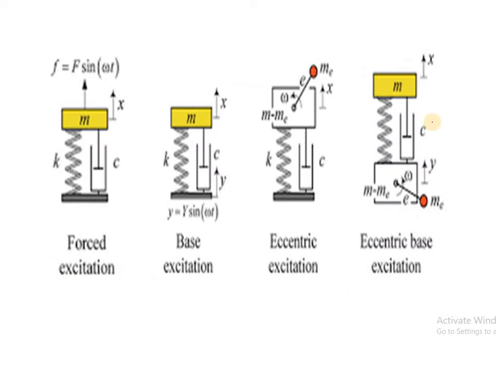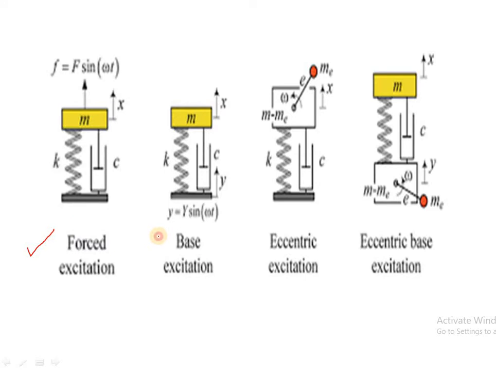So here are some types of forced vibration. First is forced excitation. This is the system as we have discussed previously: spring, mass, damper and excitation force. Here the excitation to this system is due to the external excitation force. Such type is called forced excitation.